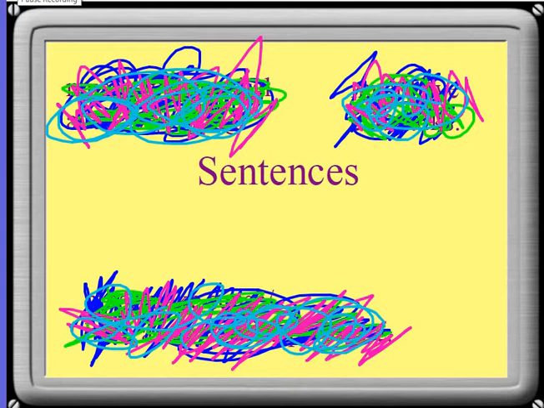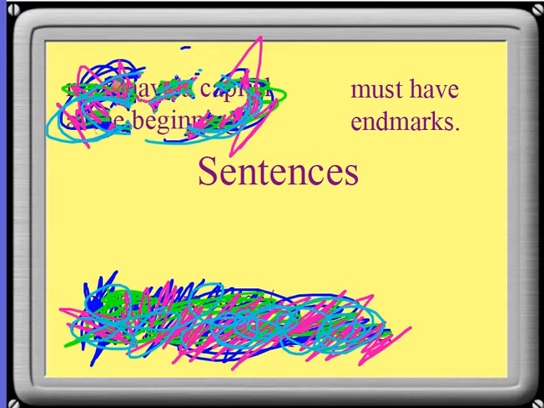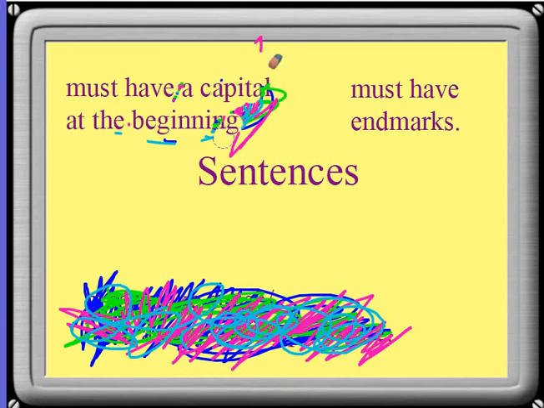Alright, last week we worked on sentences and we learned what good sentences must have. One of the things we said is that they must have end marks. We spent a lot of time last week talking about the different kinds of end marks and figuring out which kind of sentences need which kinds of end marks. Something else we talked about is that sentences must have capital letters at the beginning.